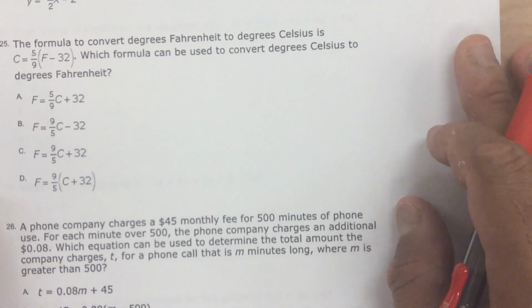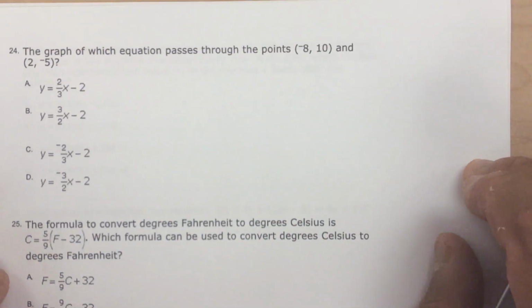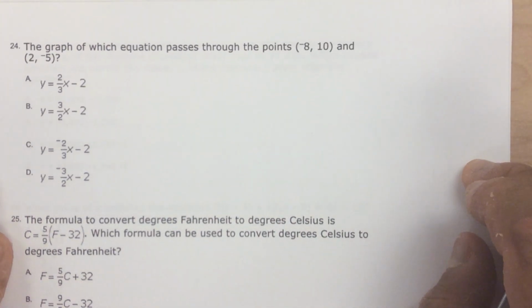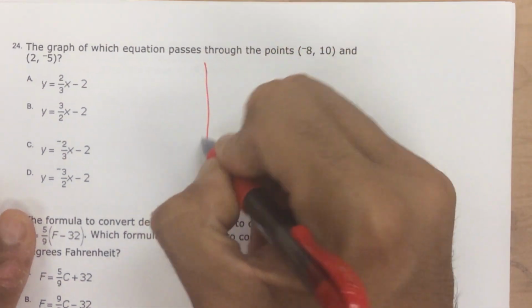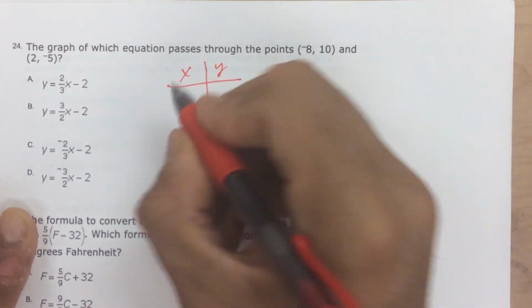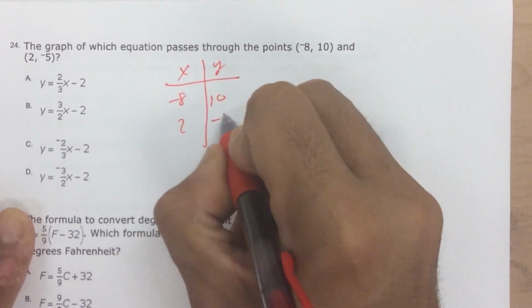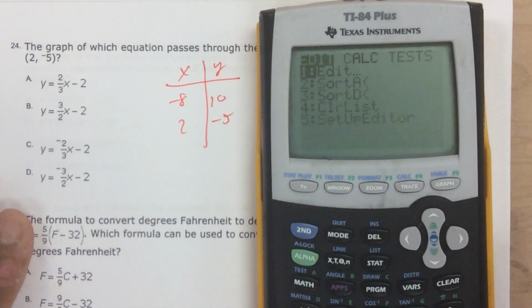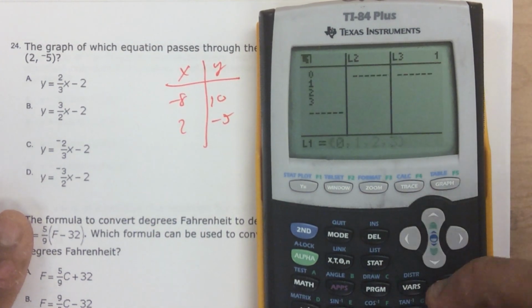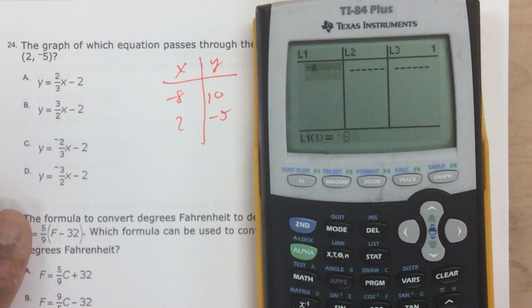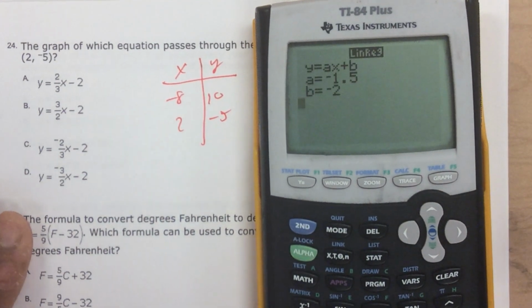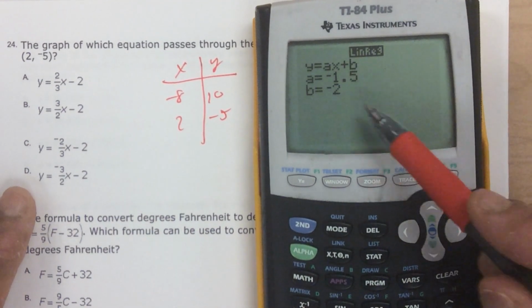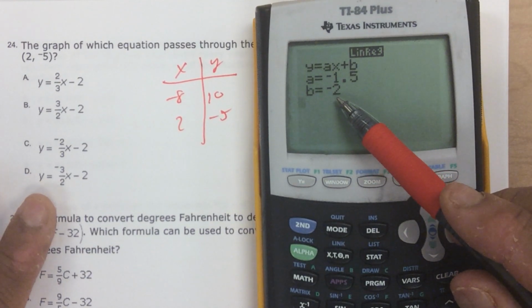Now, let's move on. 24. The graph of which equation passes through the points -8, 10 and -5, 2? I will start off by putting my ordered pairs in a table. -8, 10. -5, 2. Now take your stat, edit, and let it do the hard work. So -8, 2, 10, -5. Stat, calculate, option number 4. Enter, enter, enter. And your equation is going to be -1.5x minus 2.